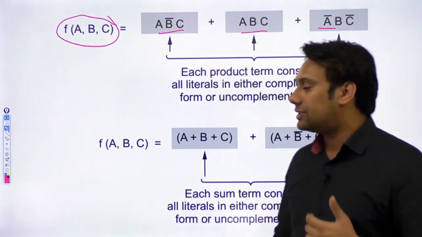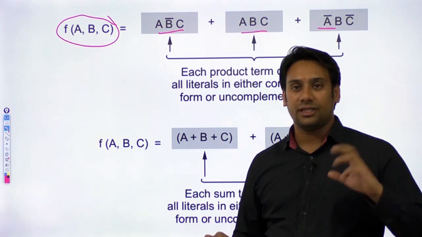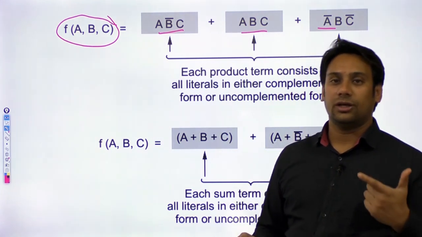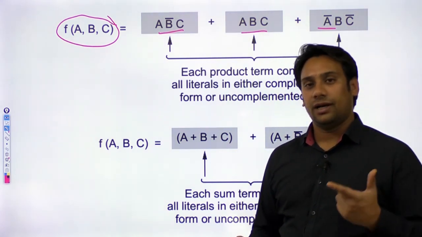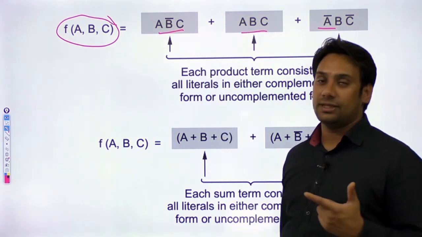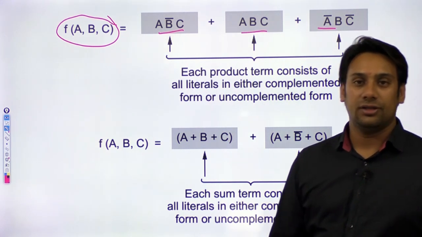Let me explain. जितनी भी आपकी प्रोडक्ट टर्म है यहाँ पर, हर एक प्रोडक्ट टर्म के अंदर तीनों जो वेरिएबल्स हैं वो या तो कॉम्प्लीमेंटेड फॉर्म में हो या फिर नॉन कॉम्प्लीमेंटेड फॉर्म में हो, किसी भी फॉर्म में हो, then we call this a canonical sum of product.